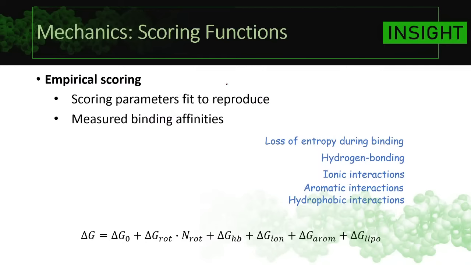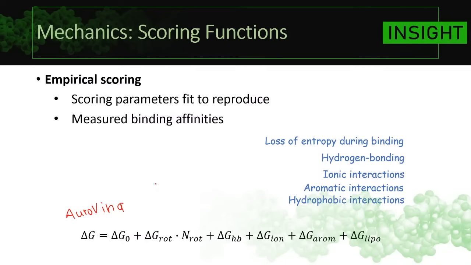Then we have the empirical scoring, which is derived by actually counting the number of interactions and their contributions. Here, for example, we can see the empirical scoring function used by AutoDock Vina, which we will be using to demonstrate how to perform the docking calculation. In this, there are various terms. We have the loss of entropy term during binding, then the hydrogen bonding interactions, ionic interactions, aromatic interactions, and hydrophobic interactions. All these are calculated individually and then summed up to give the final delta G. So this is basically the scoring function used by AutoDock Vina.